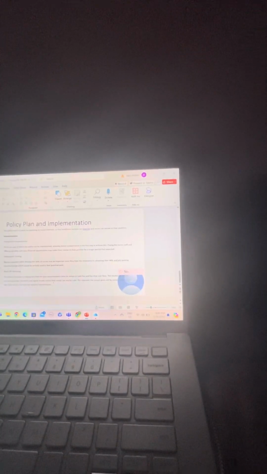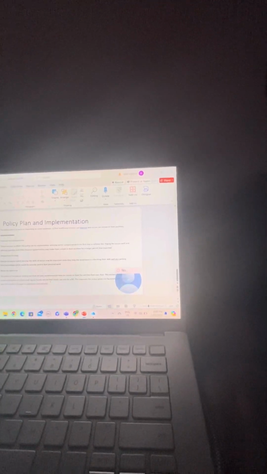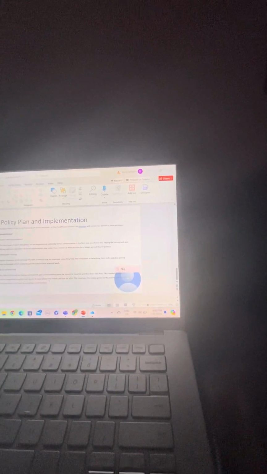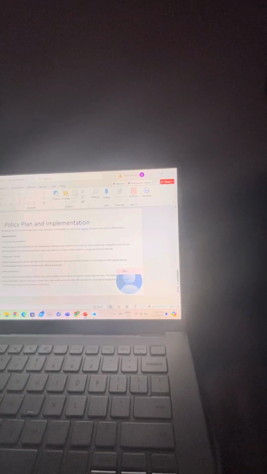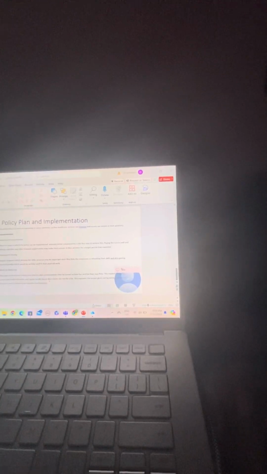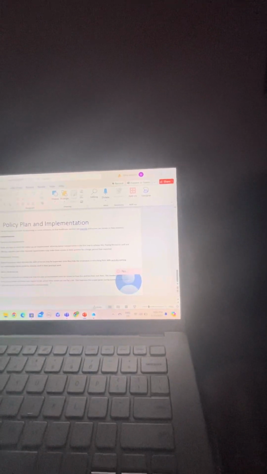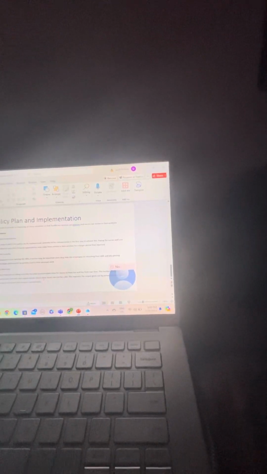Implementation, payment and compensation. There are ways in which this policy can be implemented, whereby better compensation is the first step to achieve this. Paying the nurses well and offering subsidies and other financial opportunities may make them remain in their position for a longer period than expected. Professional training. Regular programs which develop the skills of nurses may be important since they help the employees in refreshing their skills and also gaining more knowledge which would be actively used in their practical work.